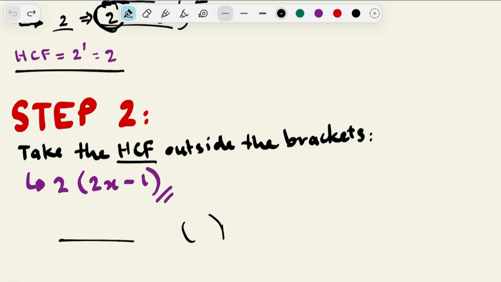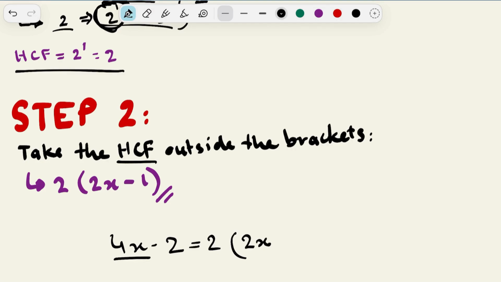So that's what we're going to do over here. We know that 4x minus 2, we need to get this down into brackets. We know that the highest common factor over here is 2. Now we're going to try and make the first term. What do we multiply 2 by to make 4x? That would be 2x, all right?